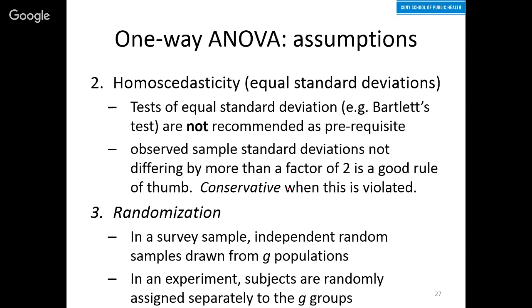As with every other test we have done, there is an assumption of statistically independent observations, so that the sample is randomly drawn from these G different populations, that each of those samples is a statistically random sample. In a survey, that those samples are randomly drawn, or in an experiment that subjects are randomly assigned to those groups. But the point being that we have a statistically random sample.